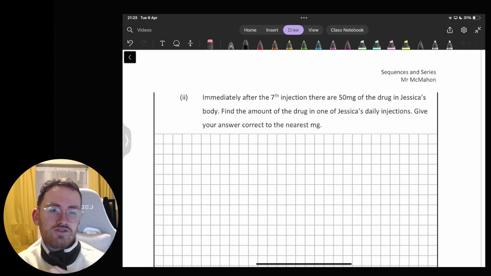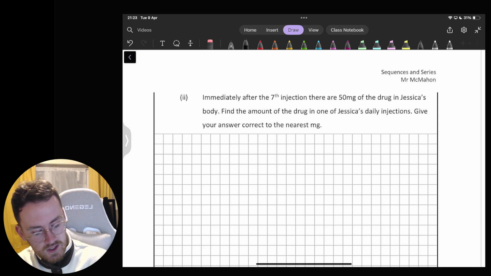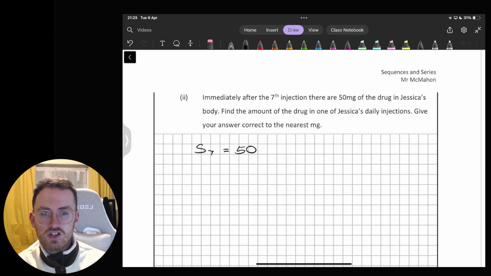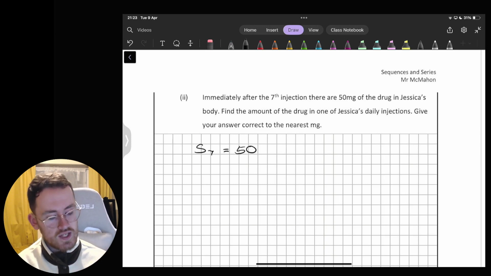So immediately after the 7th injection, there are 50 milligrams of drug in Jessica's body. Find the amount of drug in one of Jessica's daily injections. Give your answer correct to the nearest milligram. So after the 7th injection, so that's S7, she has 50 milligrams. After 7 injections, she has a total of 50 milligrams, so making sure we know that that is a total in this case.